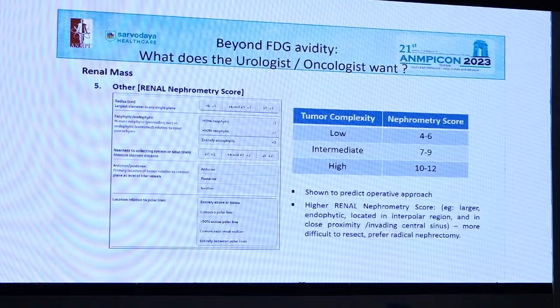Basically, it's shown that the nephrometric score can predict the operative approach of the urologist. For example, with a high nephrometric score, as in the case of a large endophytic tumor located in the interpolar region with close proximity to or invasion of the central sinus, it's more difficult to resect. You also prefer radical nephrectomy. That's more of a medium nephrometric score. It's basically the same findings that we discussed earlier.